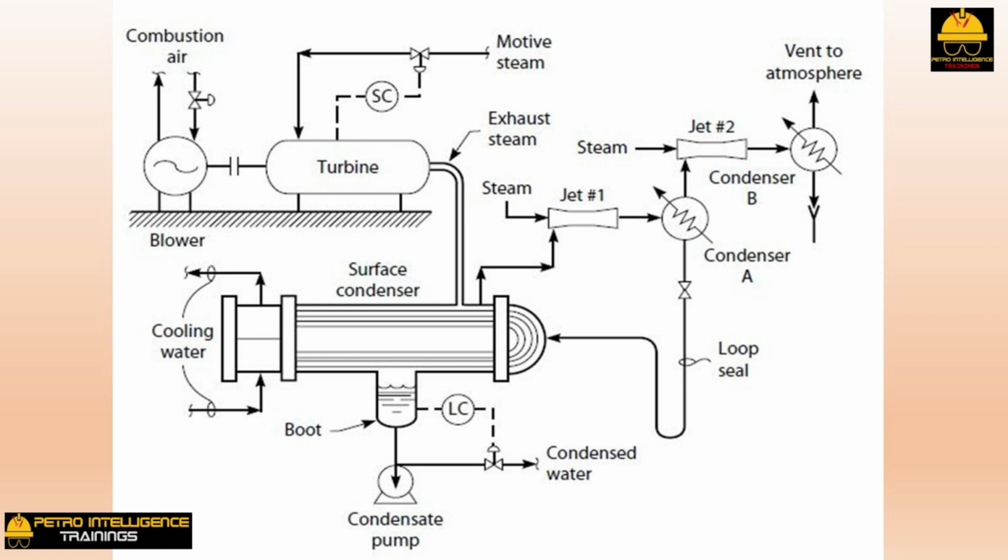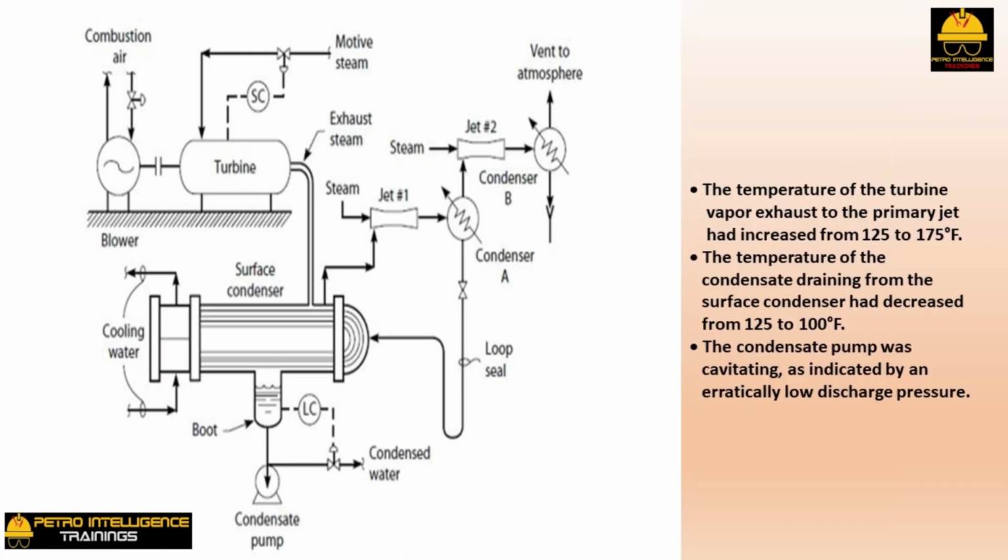Before shutting down the turbine to avoid damage due to the vibrations, he noted the following. The temperature of the turbine vapor exhaust to the primary jet had increased from 125 to 175 degrees Fahrenheit. The temperature of the condensate draining from the surface condenser had decreased from 125 to 100 degrees Fahrenheit. The condensate pump was cavitating, as indicated by an erratically low discharge pressure. The increase in the vapor outlet temperature from a condenser, as compared to a decrease in the temperature of the condensate from the same condenser, is a sure sign of condensate backup.